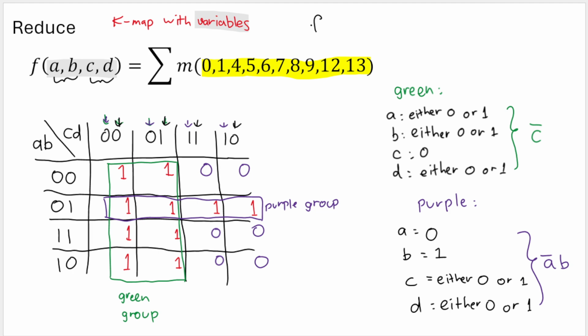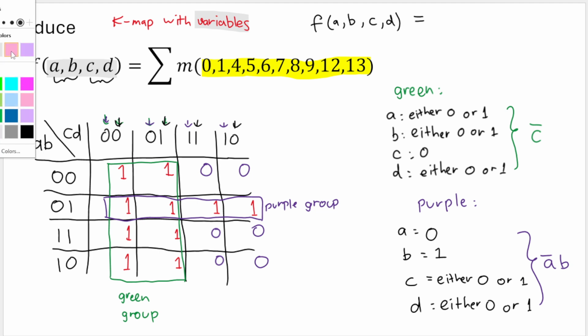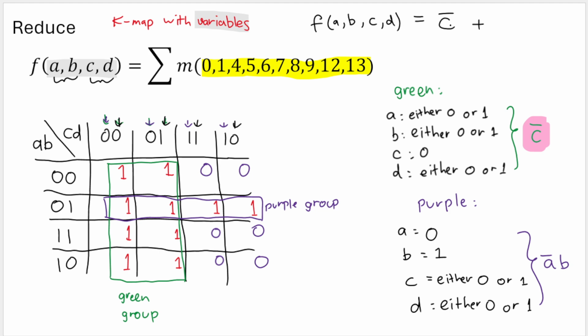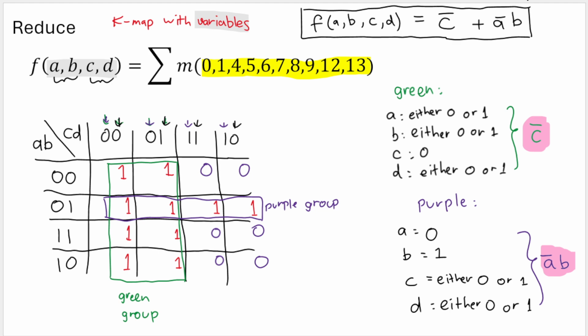And then we can have this one in simplified form. So we write it like this, F of A, B, C, D is equal to this group here, C prime. And then the second group, we will have A prime B. And this is the final reduced form of this minterm function. Right? And I think that's all for this function.